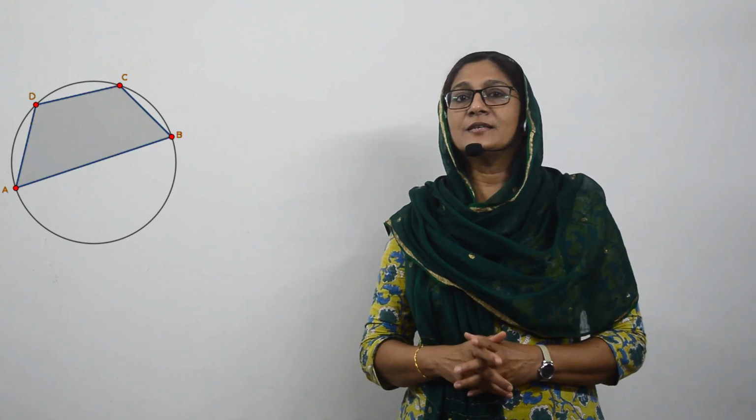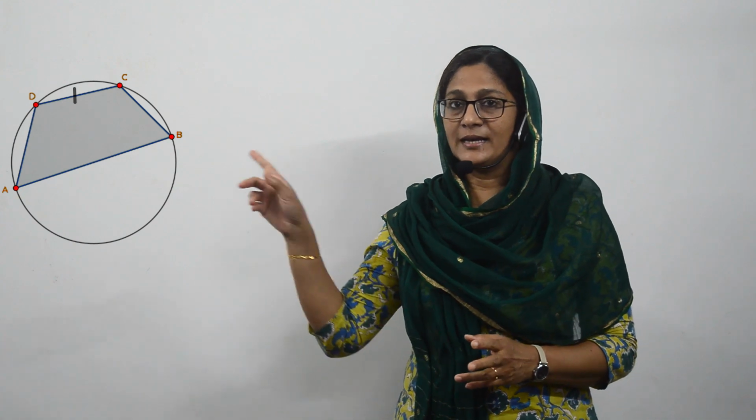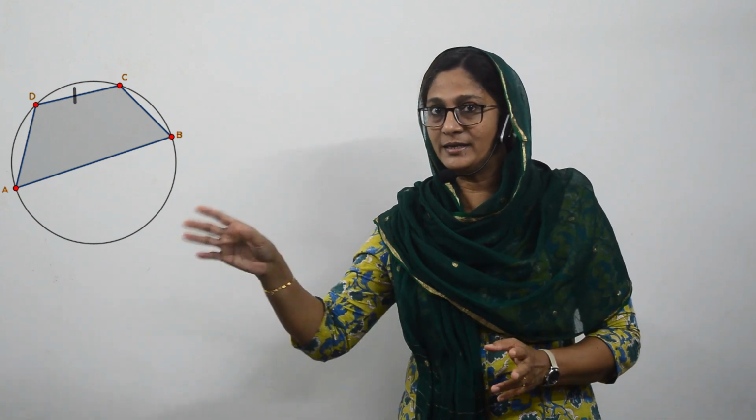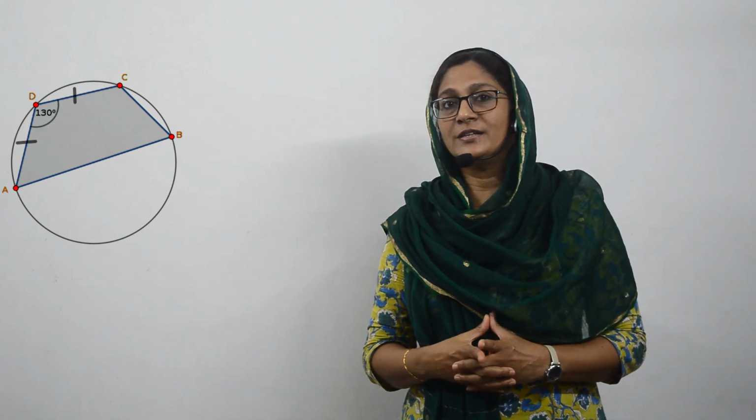Let's check out another question. ABCD is cyclic. AB is the diameter of the circle. AD and CD are equal. AD equal to CD. And angle ADC is 130 degrees.